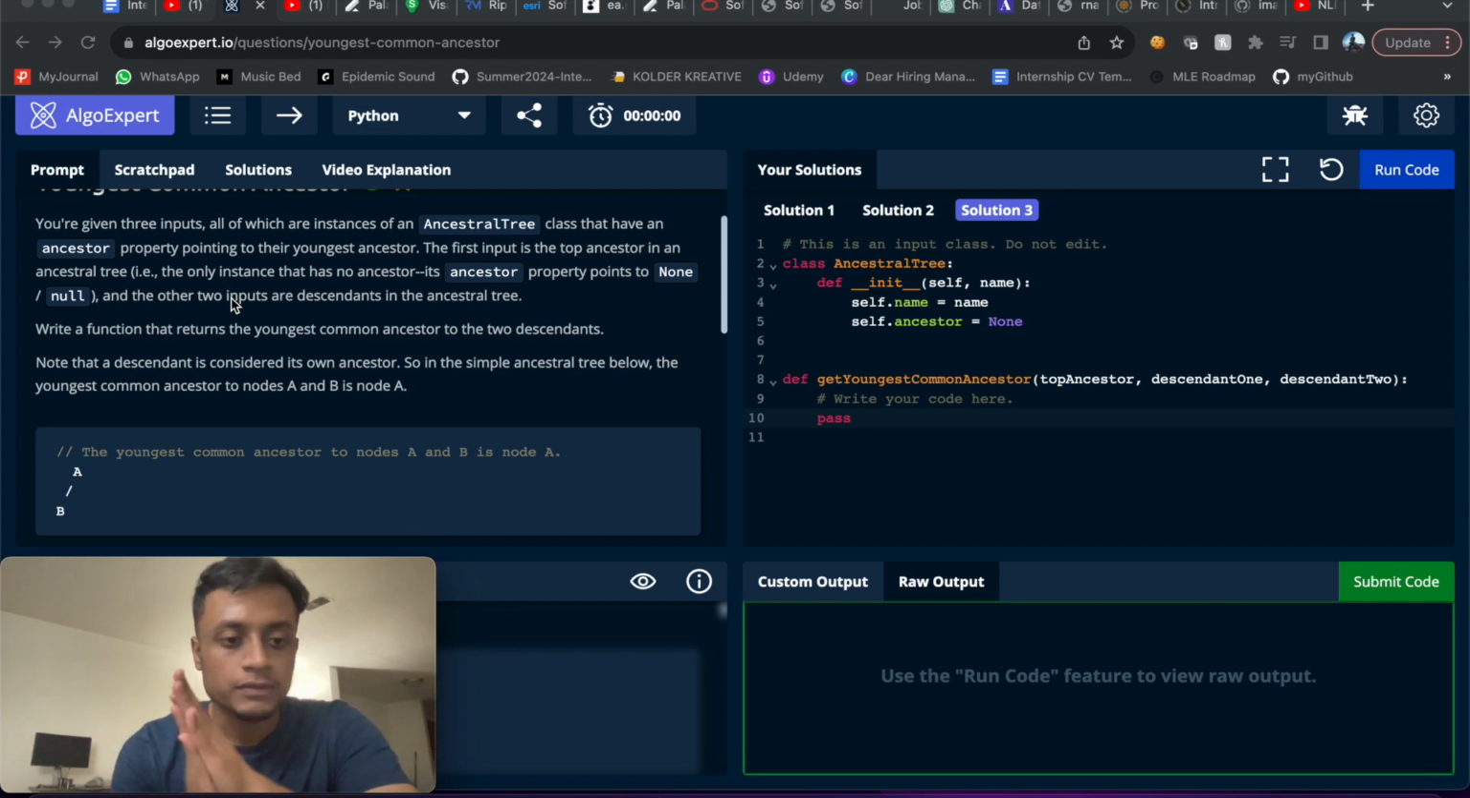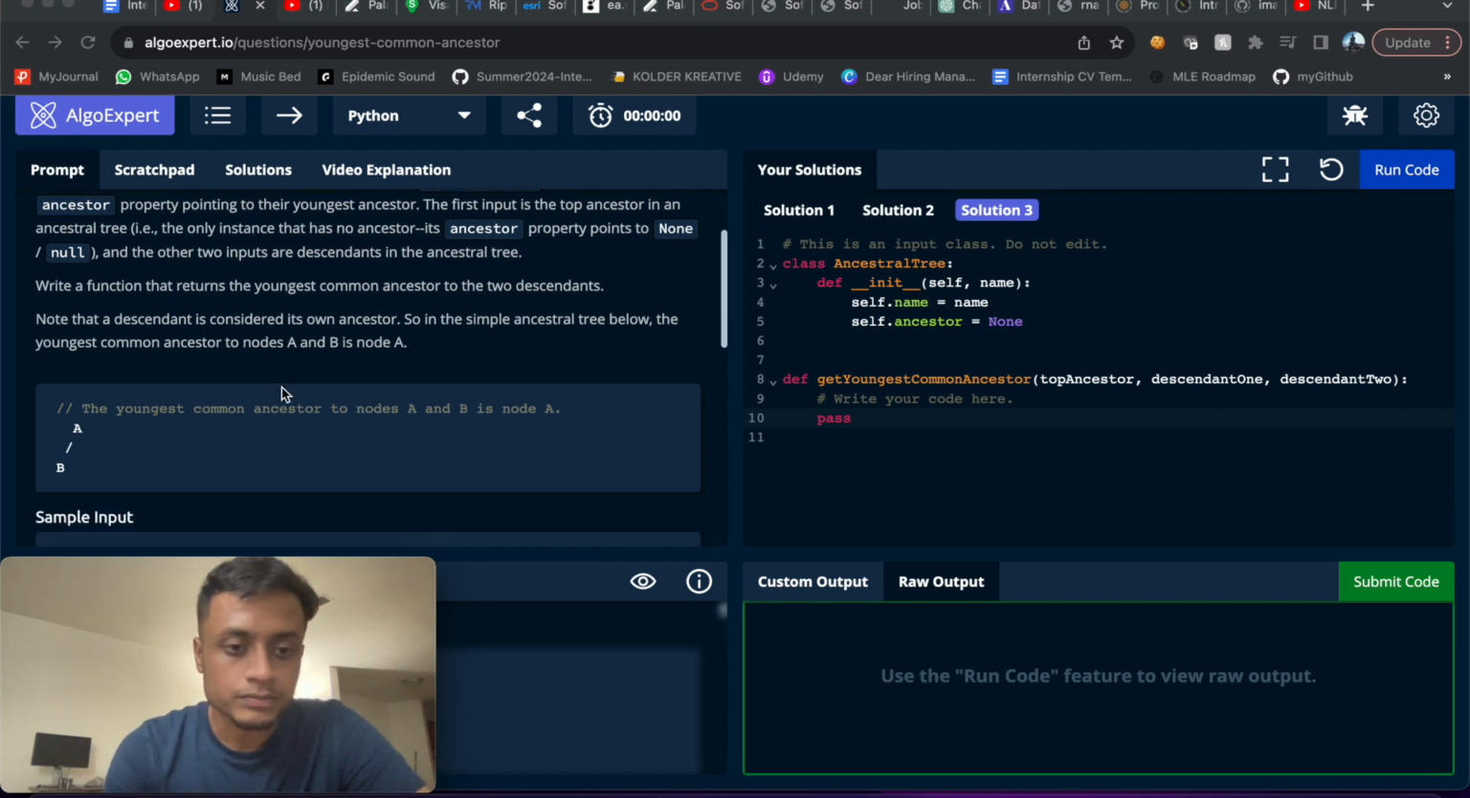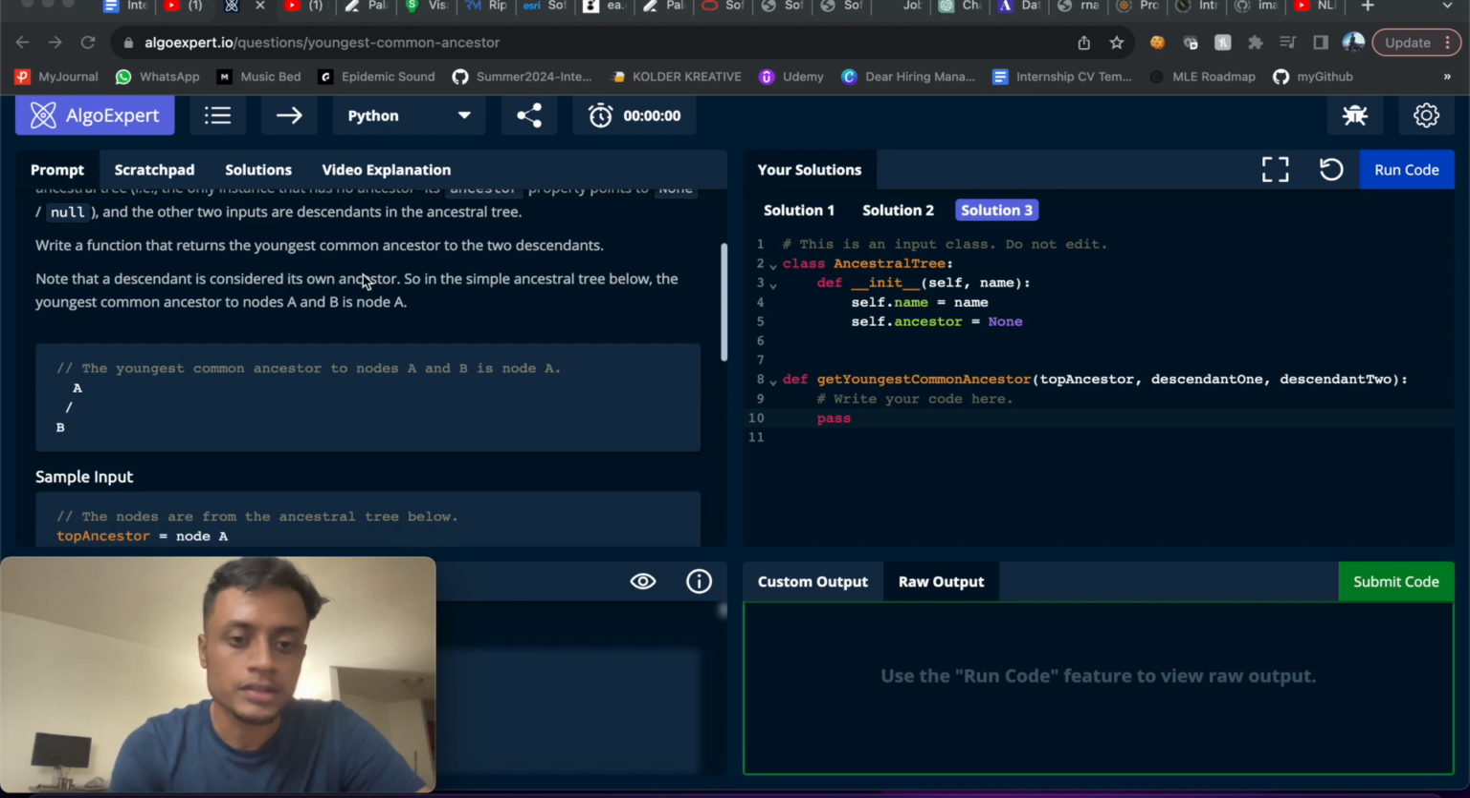I'm supposed to write a function that returns the youngest common ancestor to the two descendants. Note that a descendant is considered its own ancestor. So in the simple ancestral tree below, the youngest common ancestor is A and B.